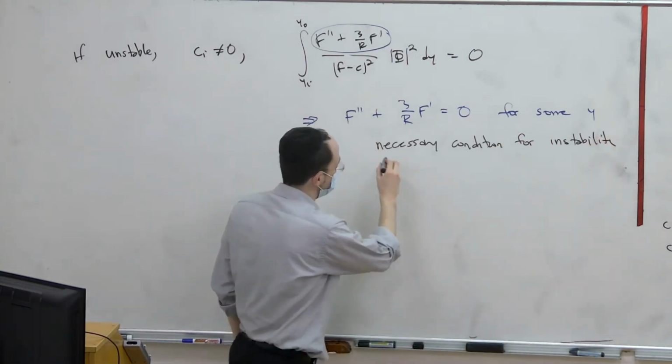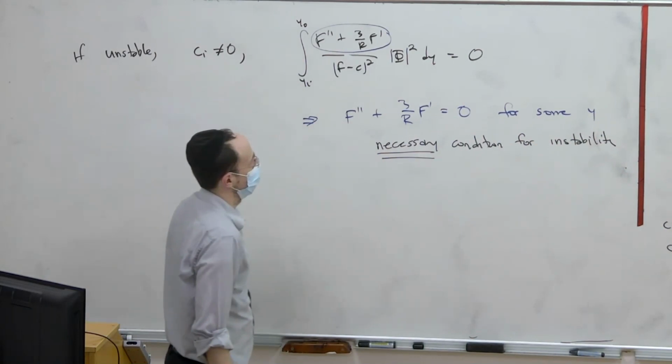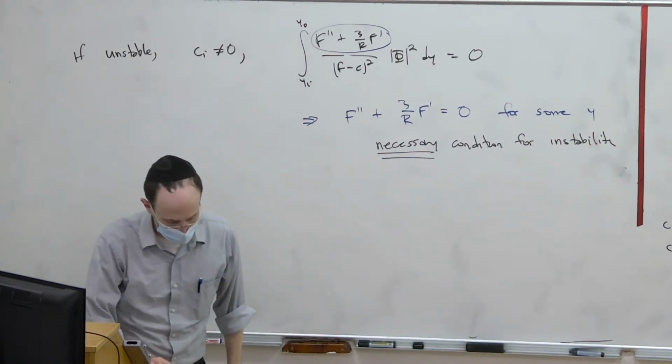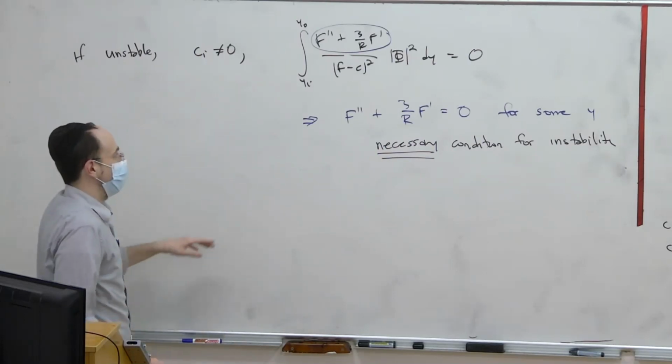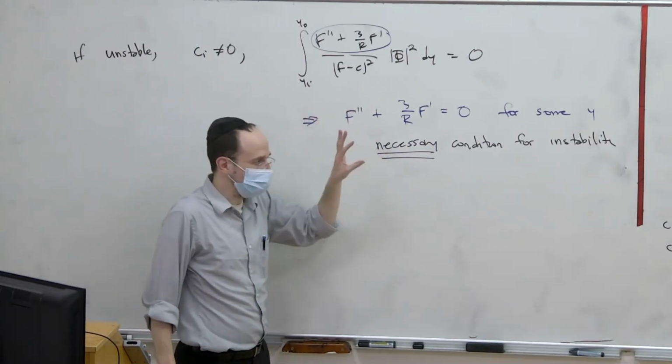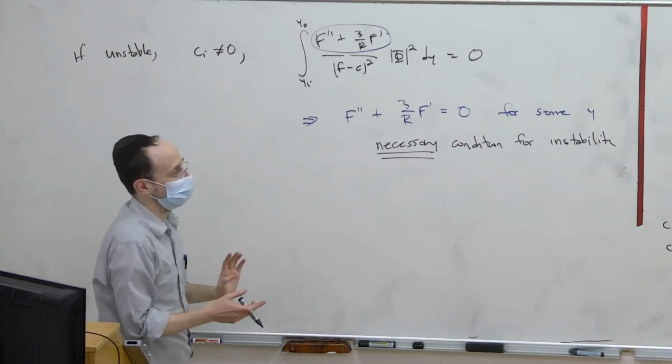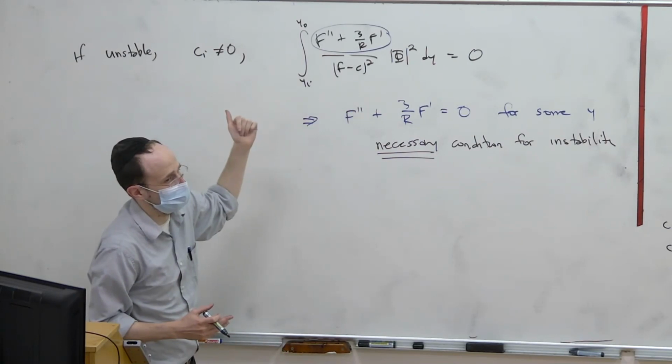Okay? Only necessary, not sufficient. But now let's examine this just a little bit more, because f is sort of this awkward variable. We defined f to represent the velocity profile just to simplify the math. f was a rescaled velocity profile.